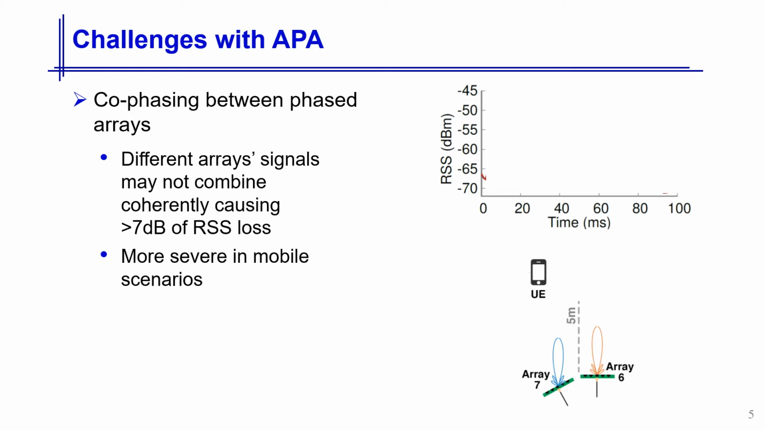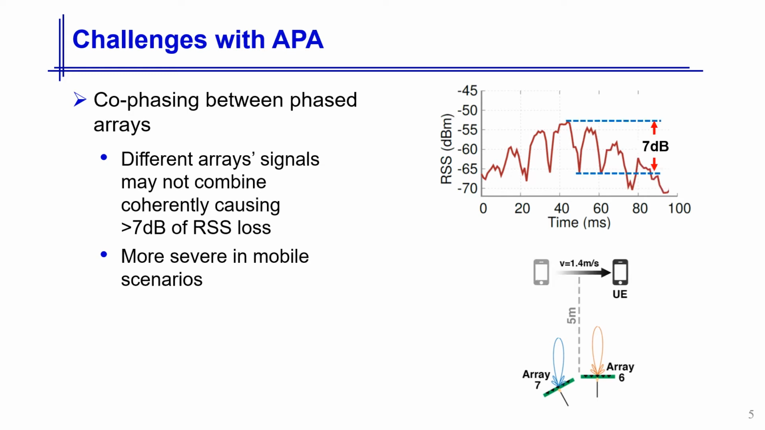We carry the receiver 5 meters away from the AP and walk in front of the AP. The figure shows the RSS variations within 100 milliseconds. We see more than 7 dB of RSS loss caused by incoherent signal combination. Moreover, the RSS varies significantly within a short period of 100 milliseconds, indicating the signal coherency is correlated to UE location, and even slight location variation can cause significant link quality changes.